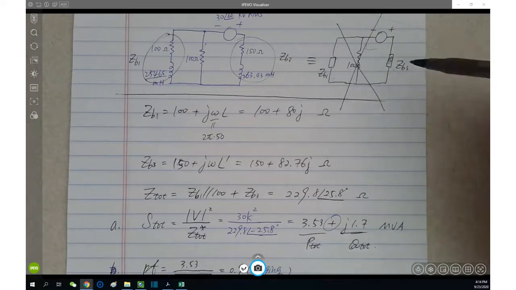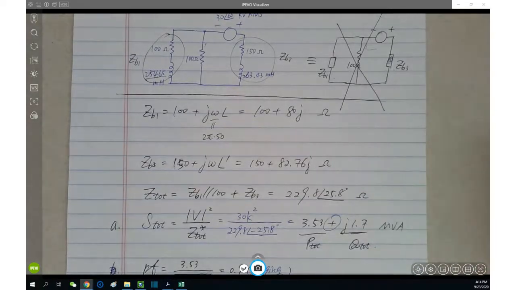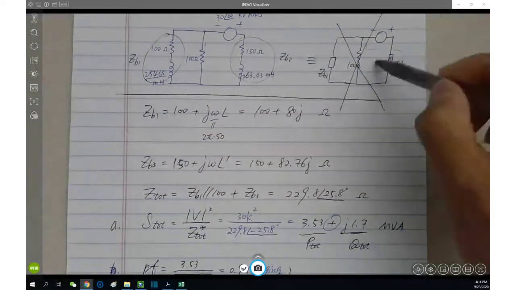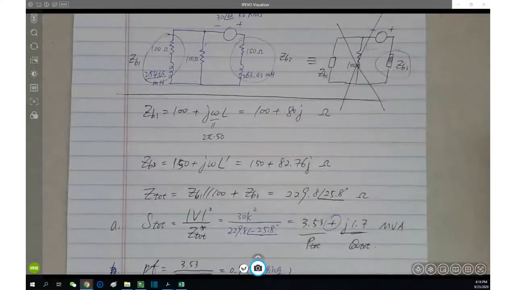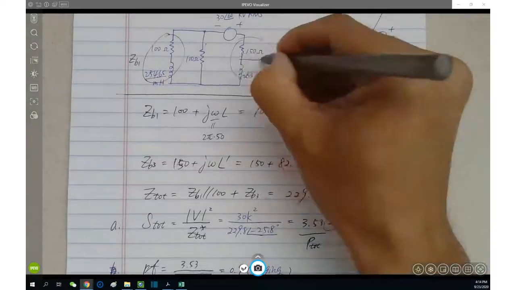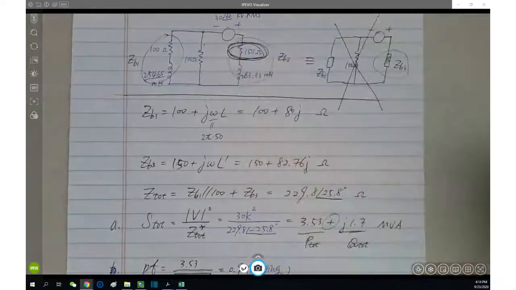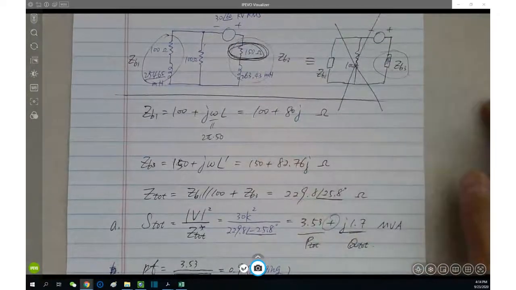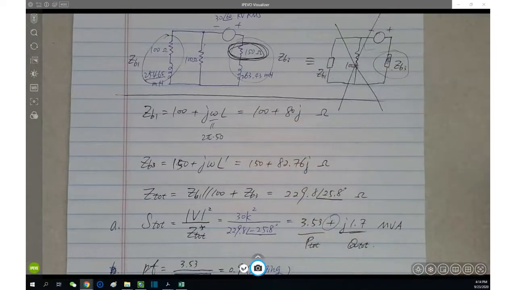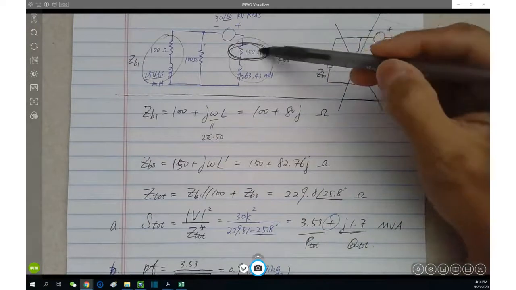Of course, you don't want to use this circuit anymore. This circuit now just helps you to better understand the connection. You don't want to use this circuit to find R3 because here you can only see ZB3, not R3. Right? So R3 is here. This guy. So how to find the power of this guy? The easiest way is you have the impedance of R3.